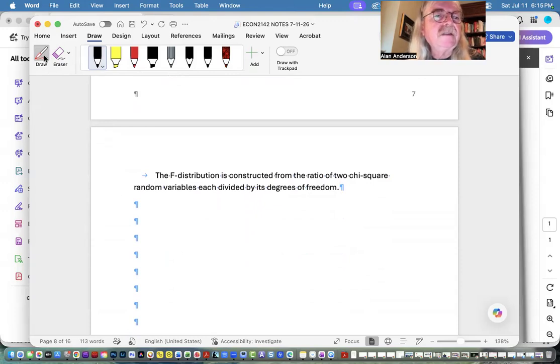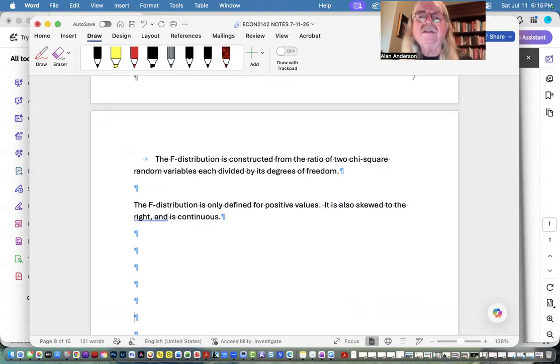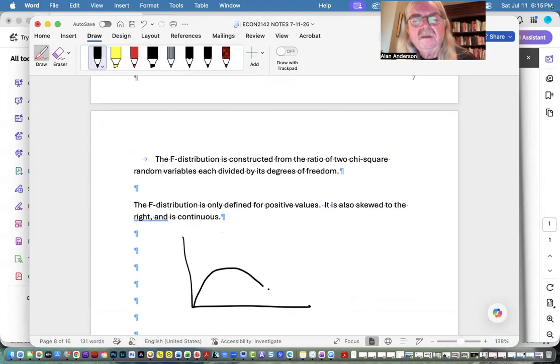Hold on one second. Let me enter this. It is also skewed to the right and discontinuous. So if I drew a picture of it, you'd be hard pressed to see the difference between the F and the chi-square. Oh, it does look a lot like the chi-square, doesn't it? And there's a reason for that because of the way it's derived.